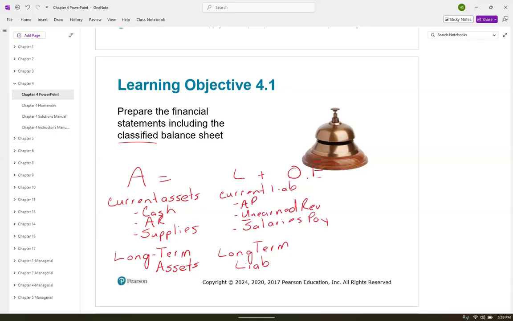Long-term liabilities, we would have notes payable. Now, we've got to be careful. A notes payable could be current or it could be long-term. If it's something we're not paying for over a year, then it's going to be long-term. It could be a note payable up here as long as it's something we've got to pay within the coming year. So you've got to be careful with that.